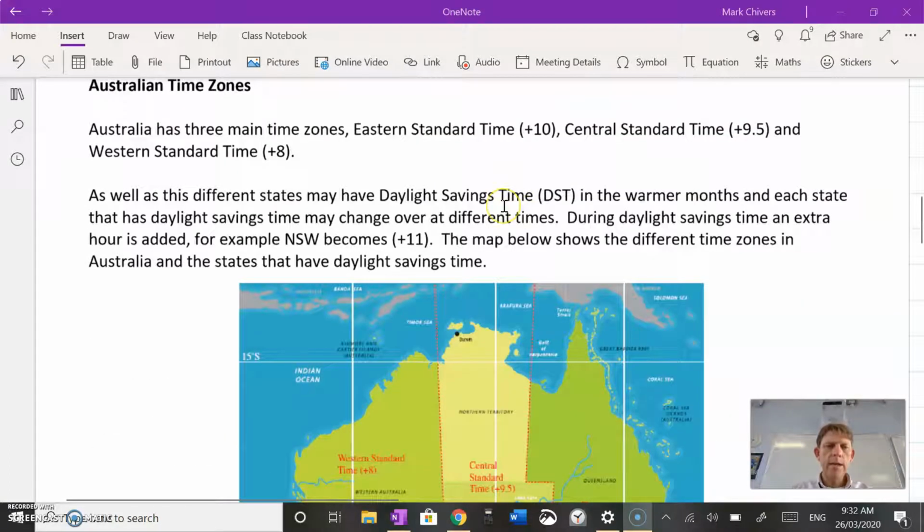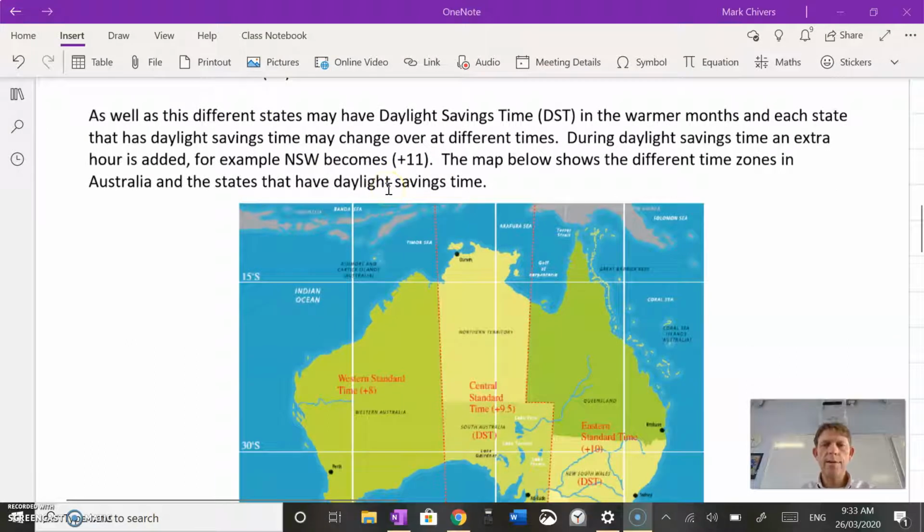Within that too, we have to have a specific knowledge of the Australian time zones. So the 3 main time zones in Australia are Eastern Standard Time, Central Standard Time and Western Standard Time, and their relative positions in front of Greenwich are there. So Eastern Standard Time is 10 hours in front, Central's 9.5, and Western Standard Time is 8 hours in front. Which means that if I'm in Sydney, it's 2 hours earlier in the day in Perth.